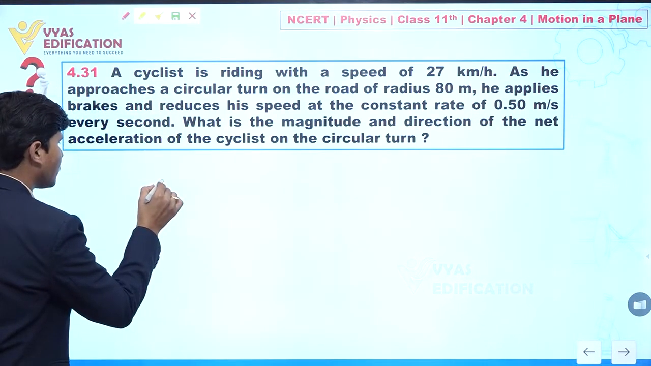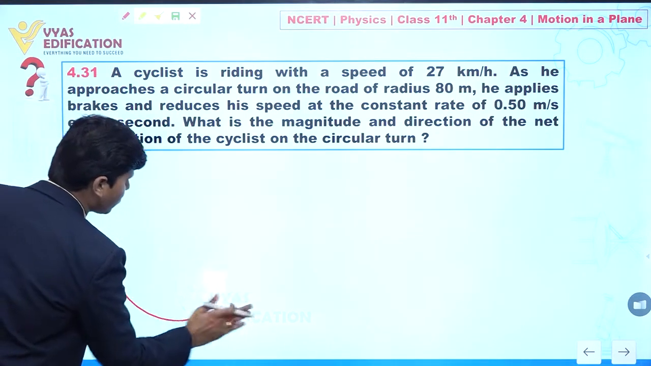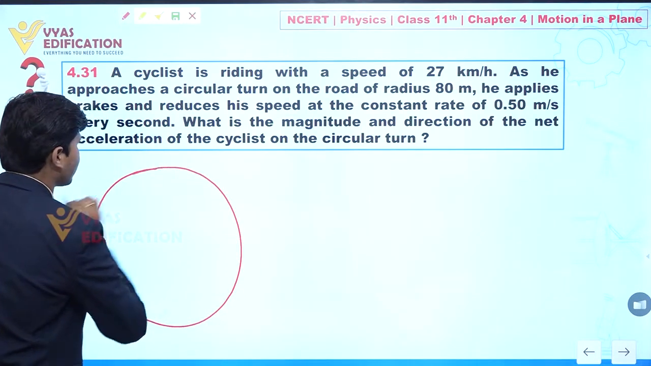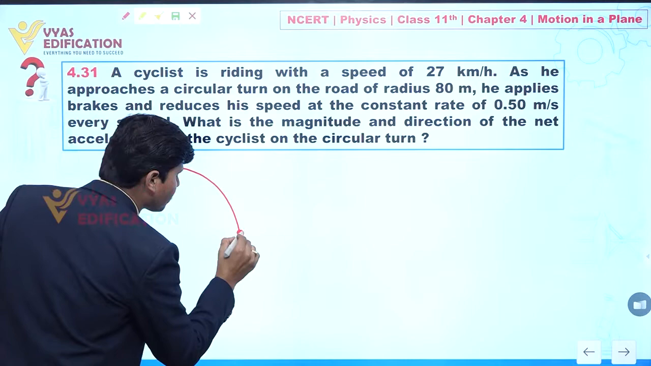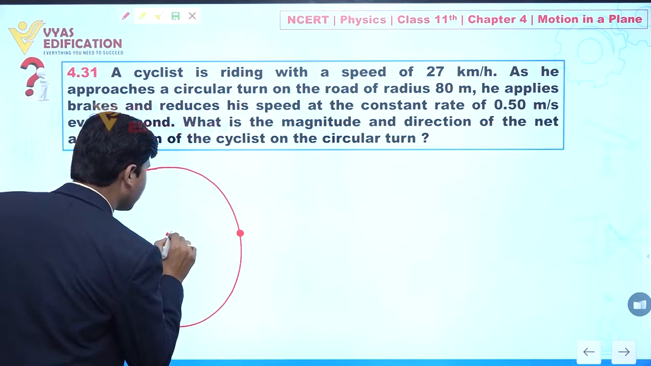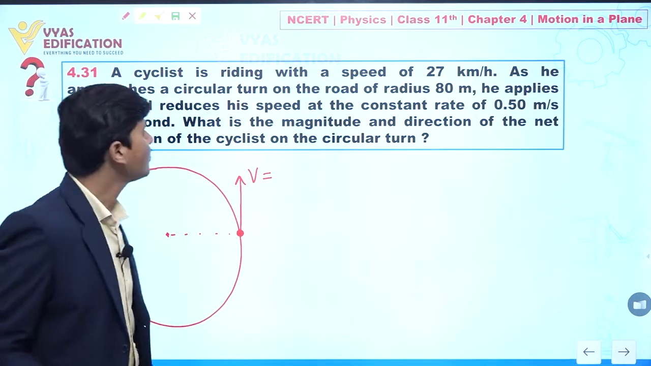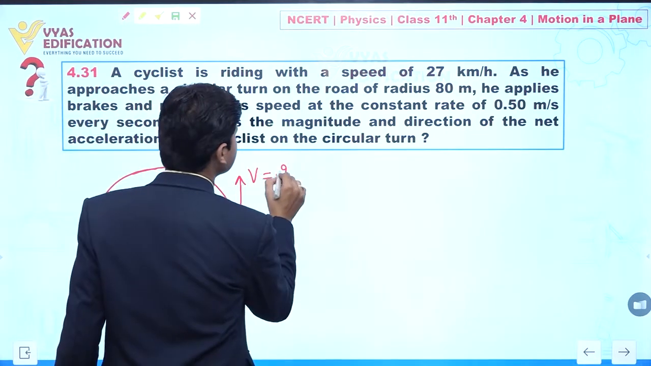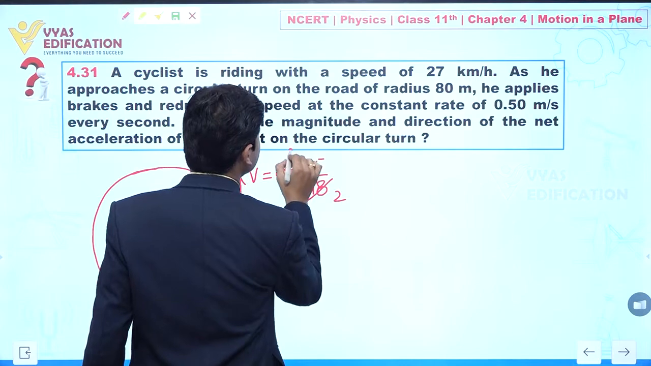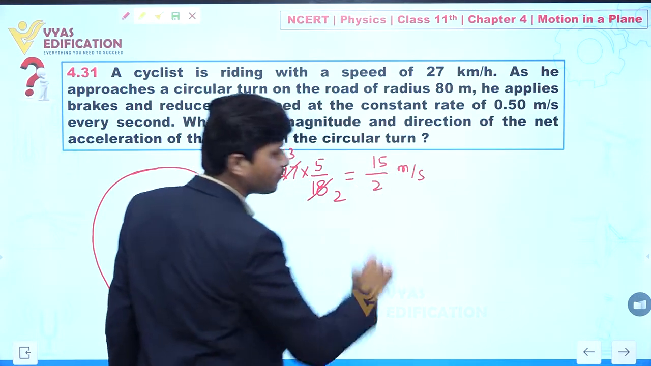So let's suppose we talk about the motion of this cyclist in a circular path. Clear? Let's suppose the cyclist reaches near about this circle, and at this time the speed of this cyclist is V. The value of V is given as 27 km per hour, so we can convert it into meter per second. This is 15/2 meter per second. Clear?